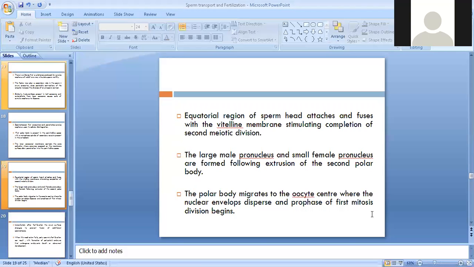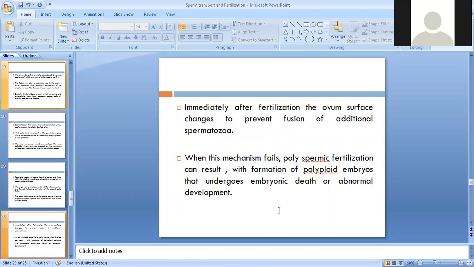These pronuclei migrate to the oocyte center, where the nuclear membrane or envelope disperses and the prophase of first mitosis begins. Right immediately after fertilization, the ovum surface changes.